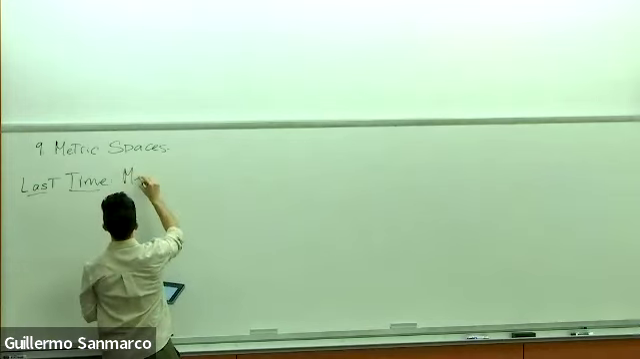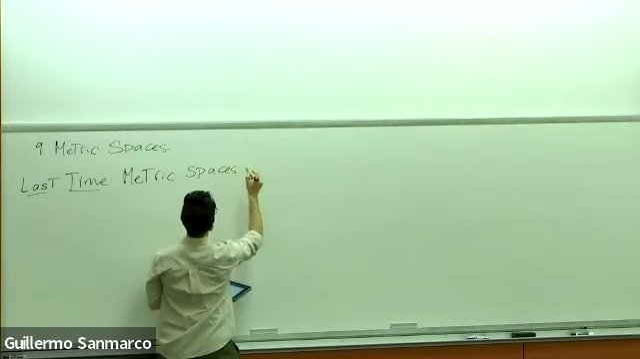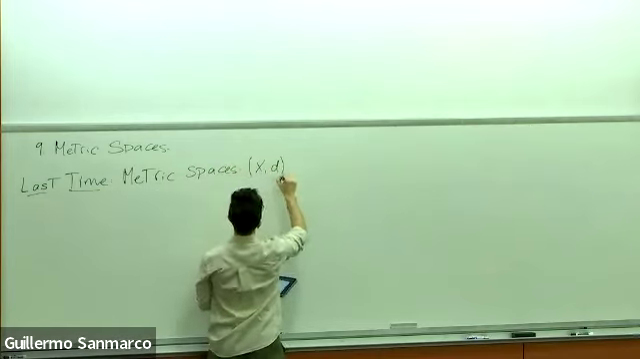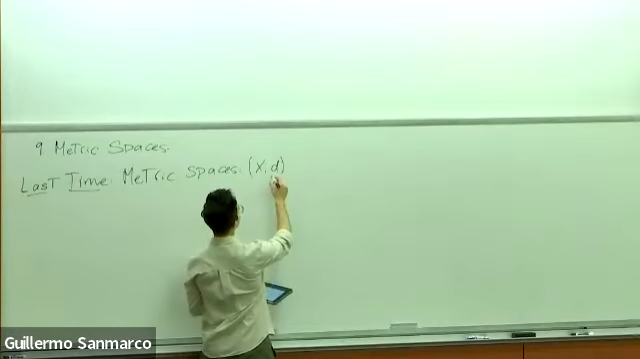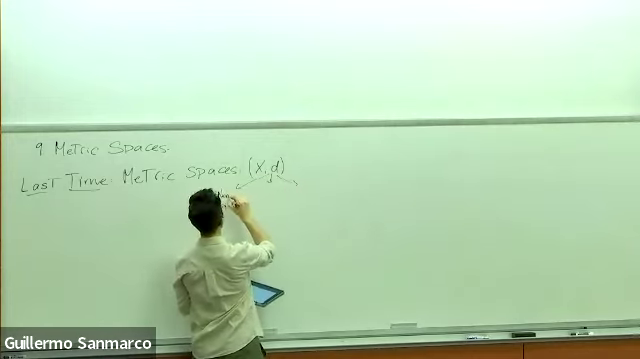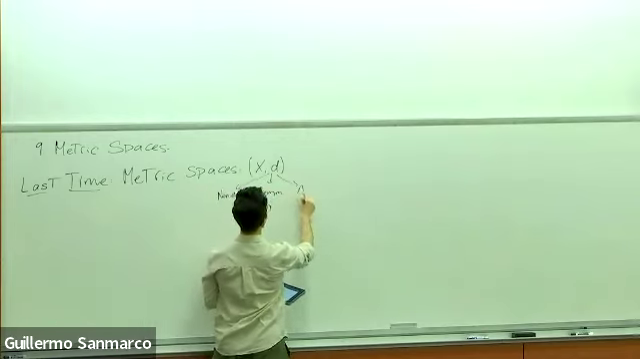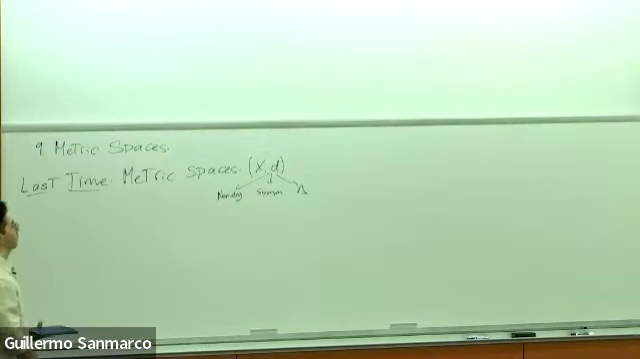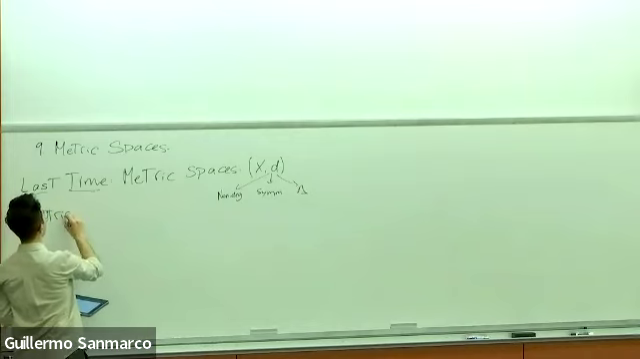So those are pairs. Remember, this is a pair (X, d), where this d needs to satisfy some stuff. So we have three properties for this guy. It needs to be non-degenerate, symmetric, and satisfy the triangle inequality. That's what you need for something to be a distance, like a two-variable function with these properties. And then we saw when you have such a thing, you get what's called a metric topology on X.